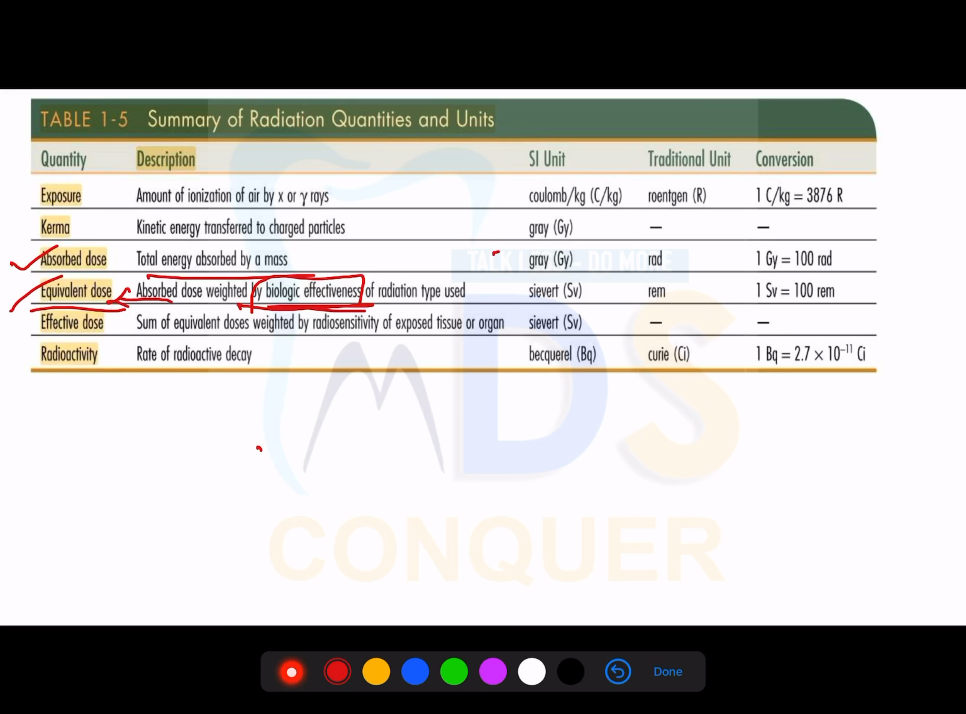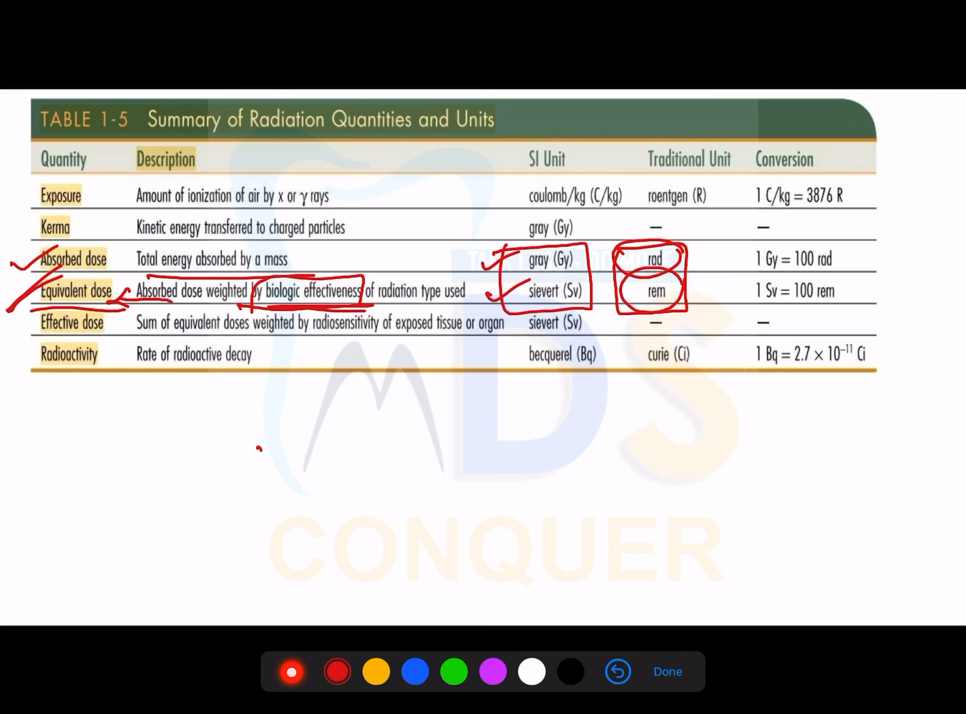And the units, that is the SI unit and the traditional unit, are important. The SI unit for absorbed dose is Gray and the SI unit for equivalent dose is Sievert. If you take the traditional unit, the absorbed dose has rad and the equivalent dose has rem. So these 2 units, SI unit and traditional units, are important.